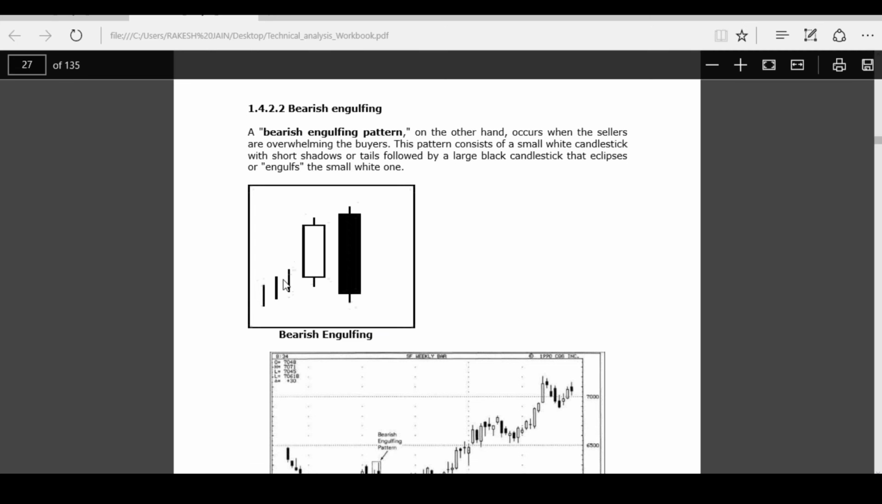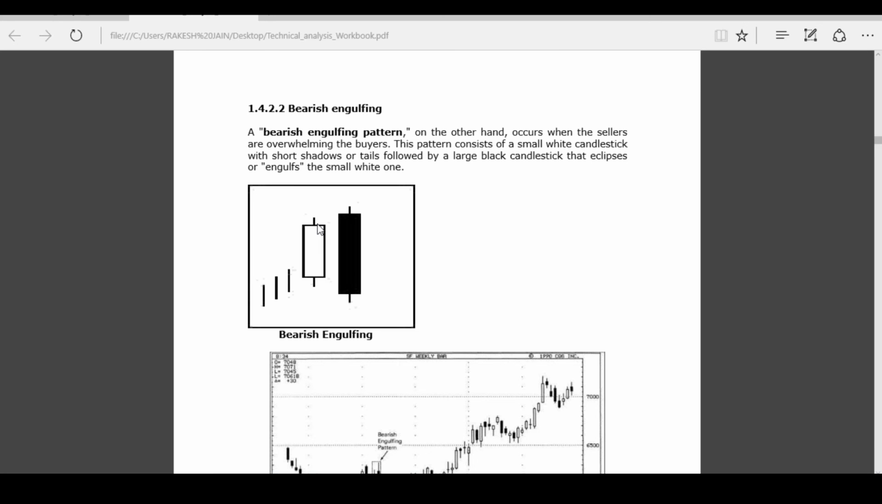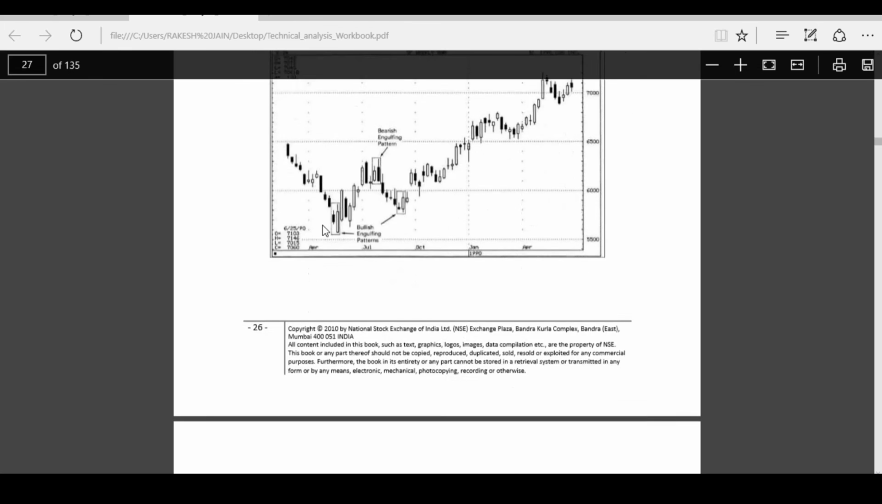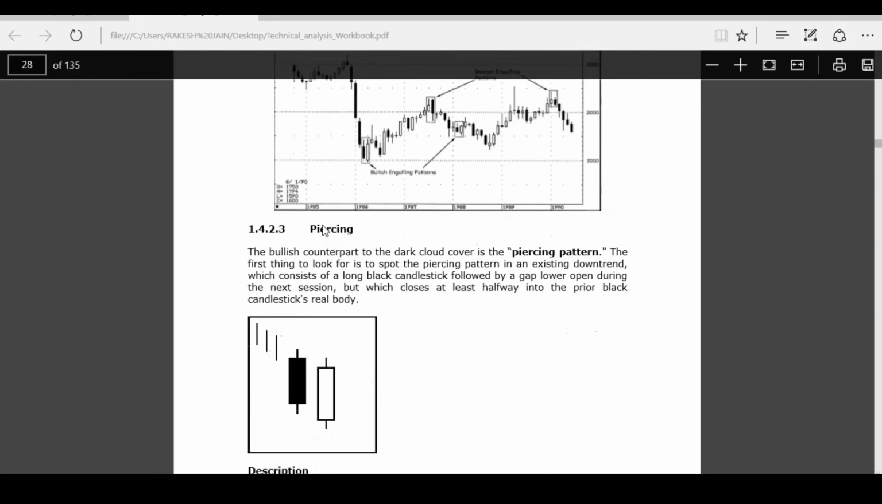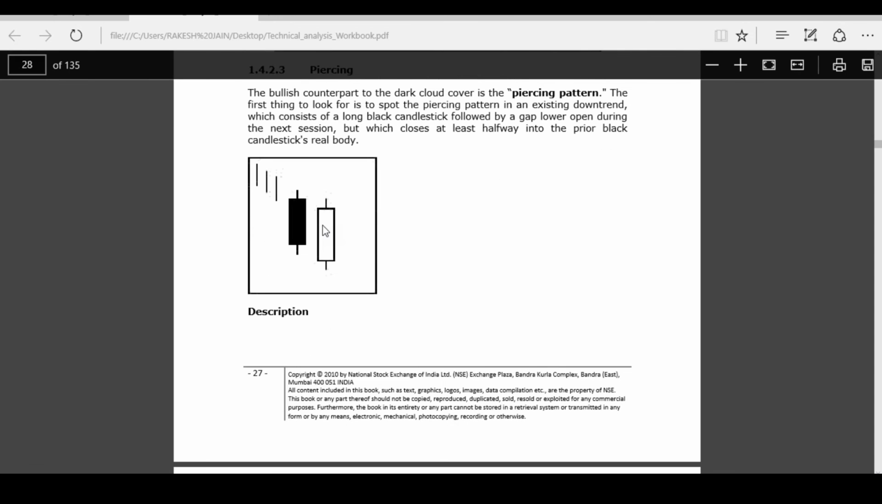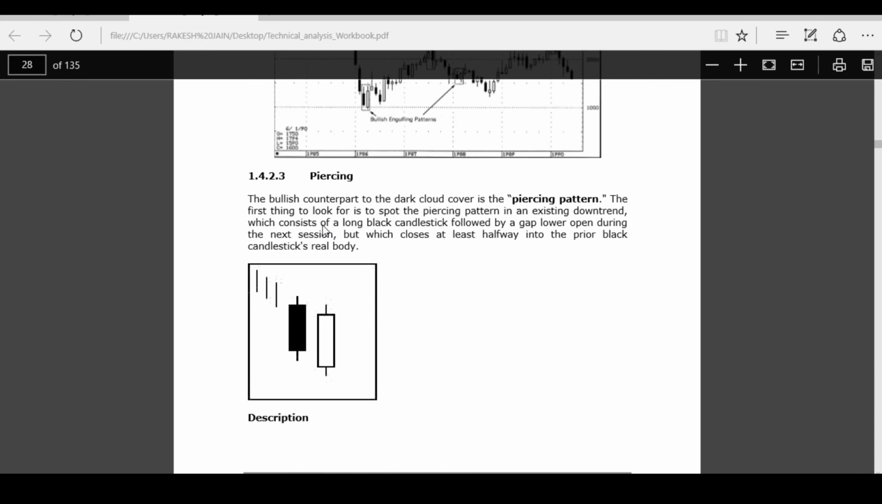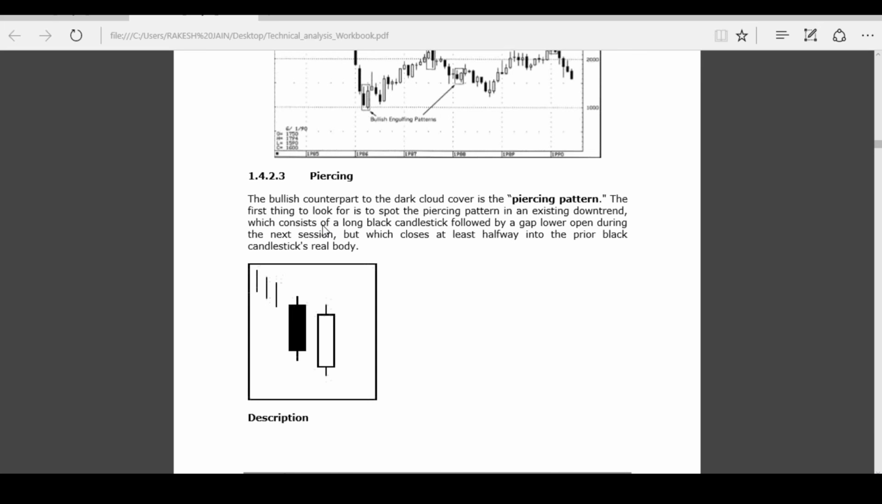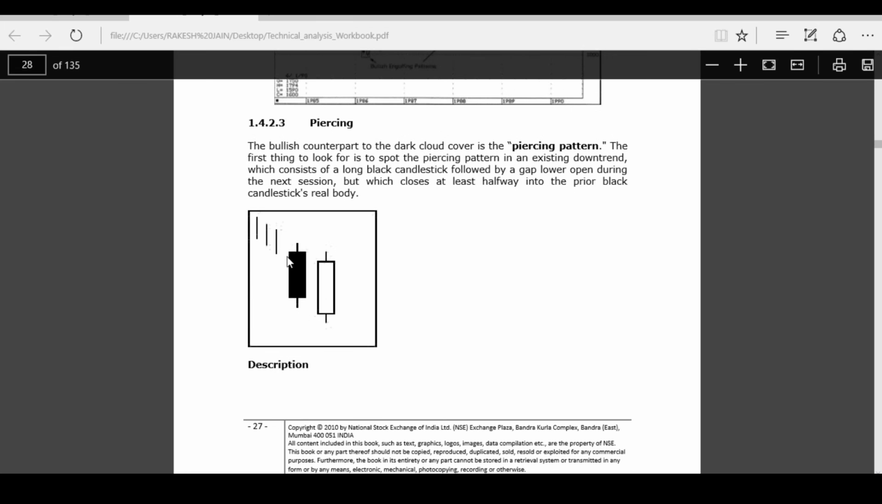Next day, what happens? The stock opens at a higher zone, makes a higher high or the same high, but closes much lower than the open of the previous day. So it wipes off all the gains it had made yesterday. The wicks or tails are not that important, but covering the real body between open and close is very, very important. So it engulfs the whole of the real body of the previous day.